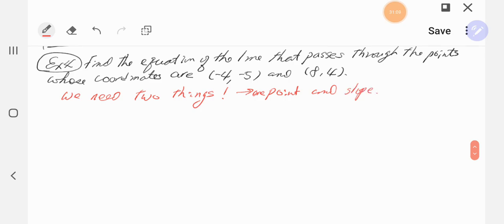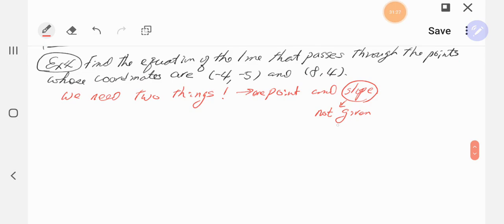Okay, so 2 points are given, so we have enough points. We can use either one of these 2 points, but slope is not given, right? Slope is not given. Then what do we do? If it's not given, what we do is find the slope, right? Find the slope.